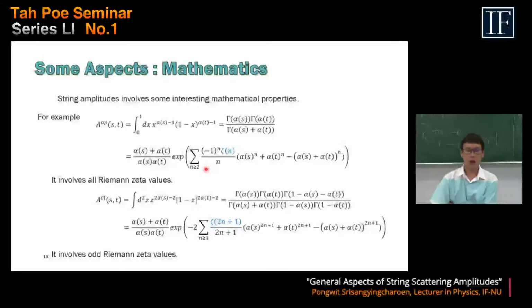Because this map negates the even terms of these zeta values, leaving only the odd terms, multiplied by 2. So it is a basic example of how string scattering amplitudes can interplay with mathematics.